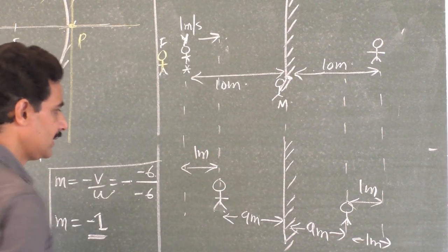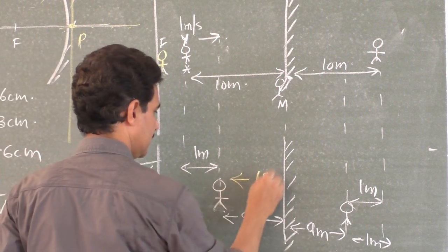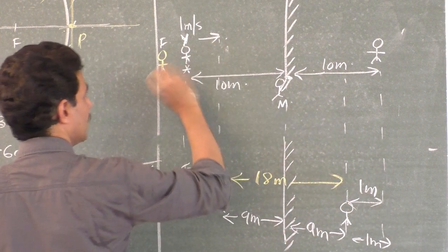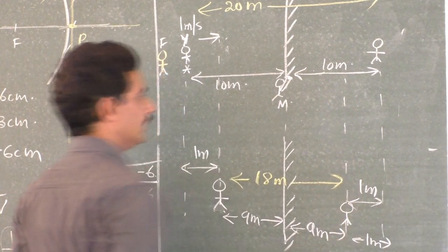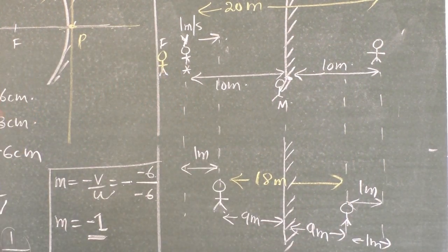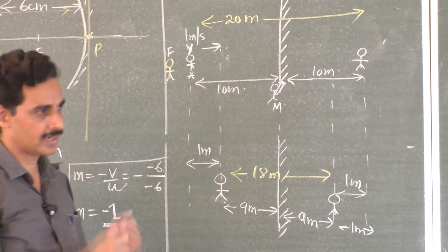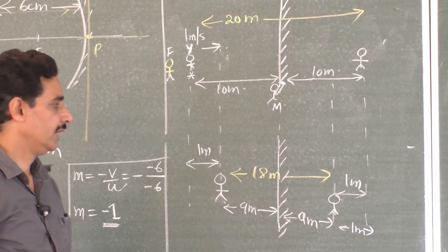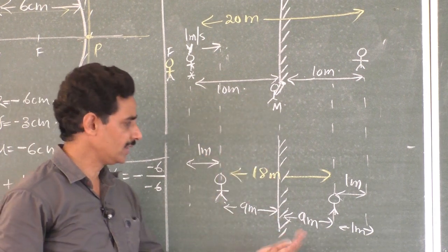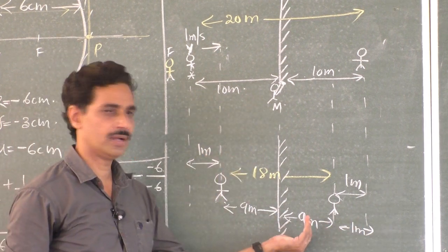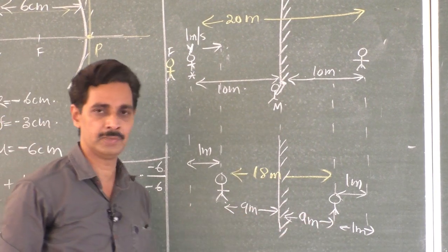So the new distance between me and the image is 18 meters. Last time it was 20 meters. If I look at my image, the distance has decreased by 2 meters. So if you look into your image and run towards the mirror, you will find that in 1 second, the image has moved by 2 meters with respect to you. It is not 1 meter, because you have also moved by 1 meter.